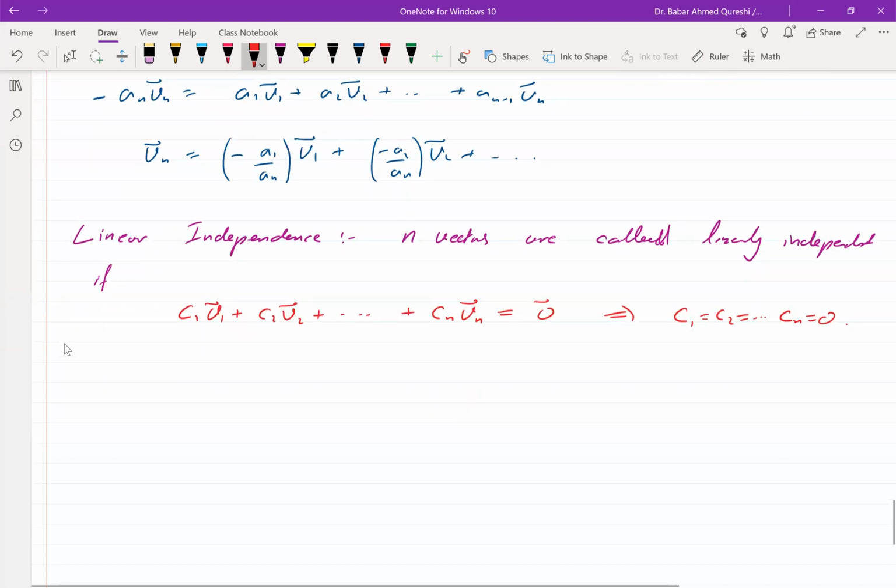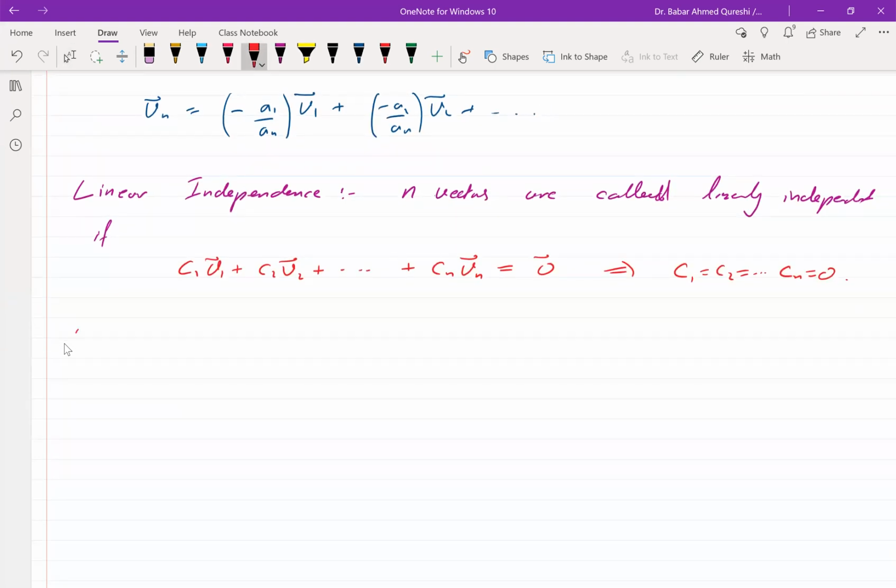Otherwise, you call them linearly dependent.